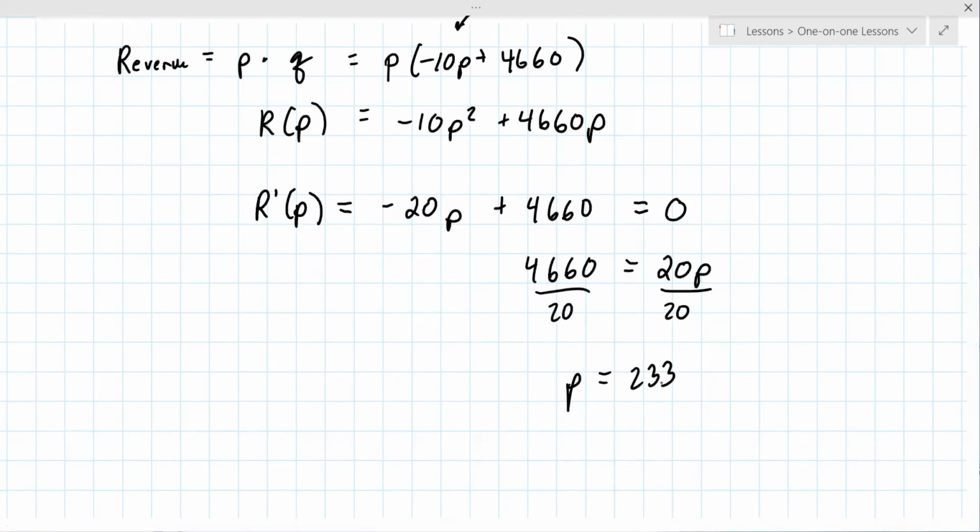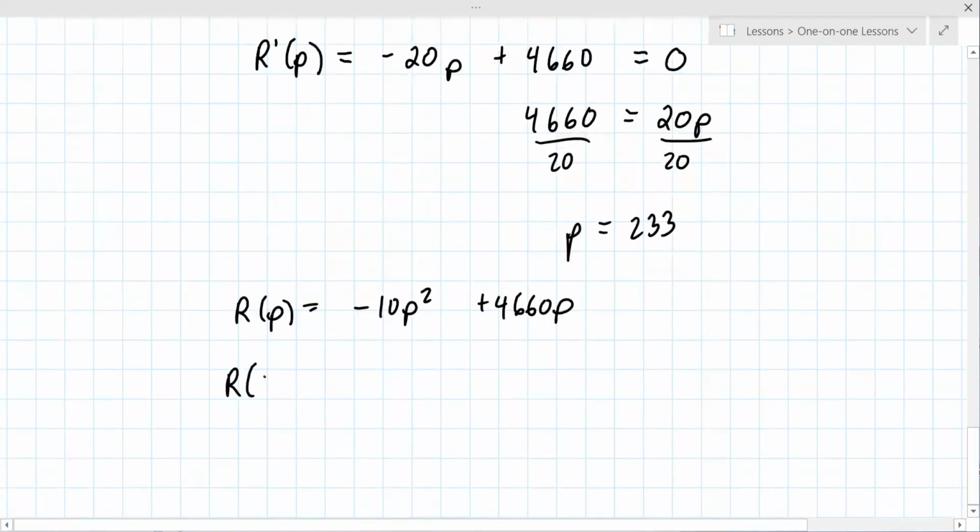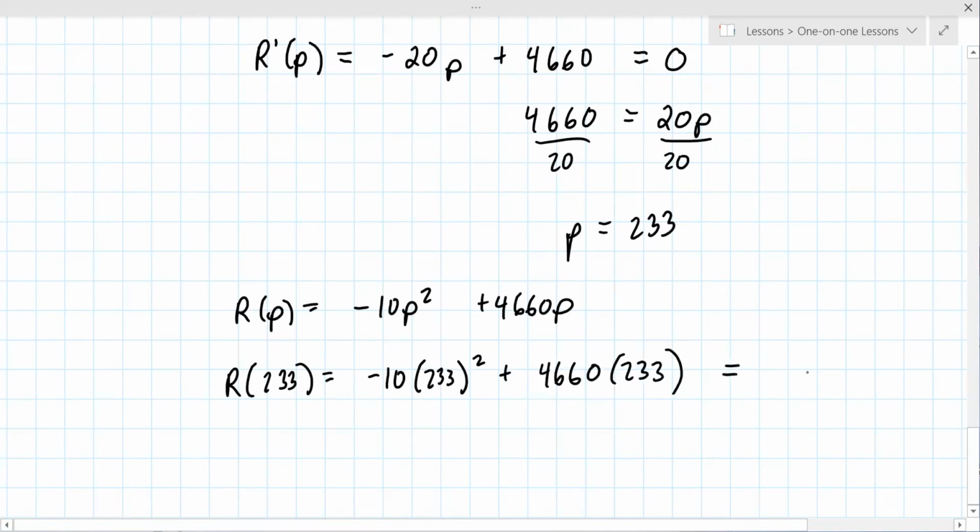Okay. So now to find the revenue, you have to go back to this line up here. Your revenue function is given as minus 10P squared plus 4660P. And you have to find the revenue at price 233. So you put that in for P. And this is where you get your calculator. You just plug that in and you get 542,890.